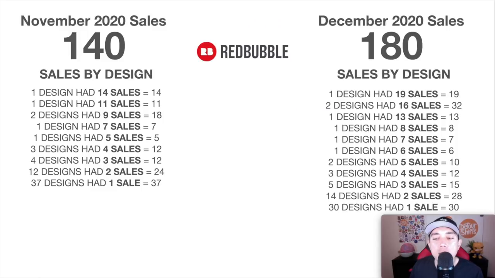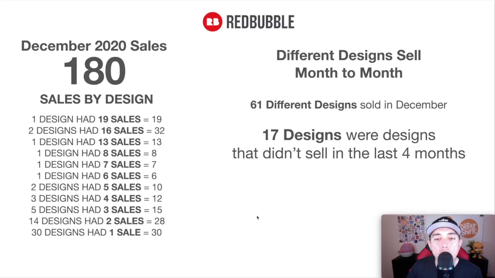So this is the breakdown here. And this is the typical breakdown of most shops. You can see of my 180 sales, one design sold 19 times. There were 2 designs that sold 16 times, and you can see going down and down like this. This just means that you'll have a few standout designs during the month where they'll sell a lot, and then you'll have a lot of designs that just have 1 or 2 sales during the month. And that's typical in any print-on-demand shop. Just like every month, different designs sell month to month.